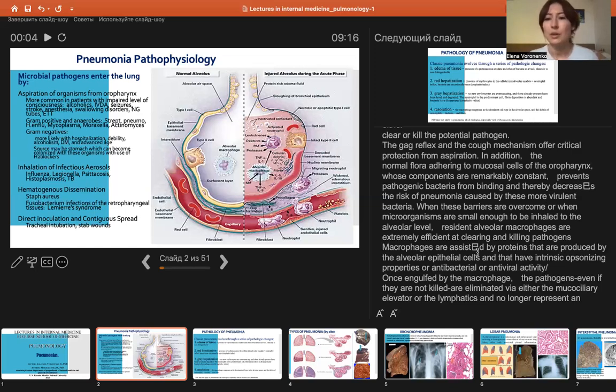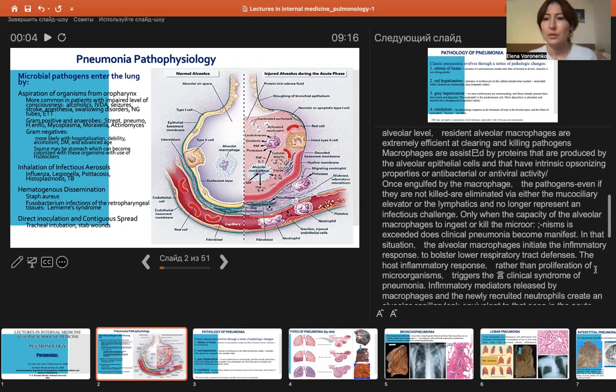When these barriers are overcome, or when microorganisms are small enough to be inhaled to the alveolar level, resident alveolar macrophages are extremely efficient at clearing and killing pathogens. Macrophages are assisted by proteins that are produced by the alveolar epithelial cells and that have opsonizing properties or antibacterial or antiviral activity.